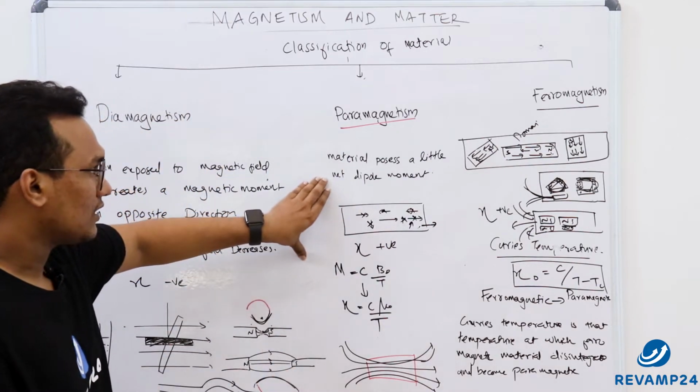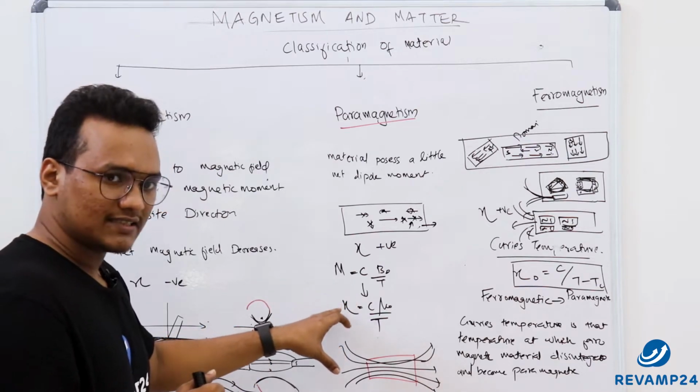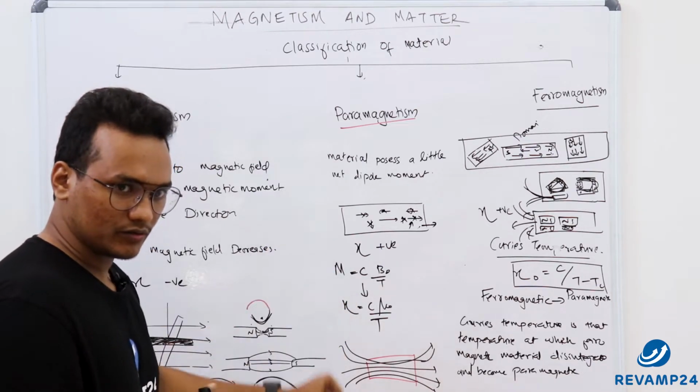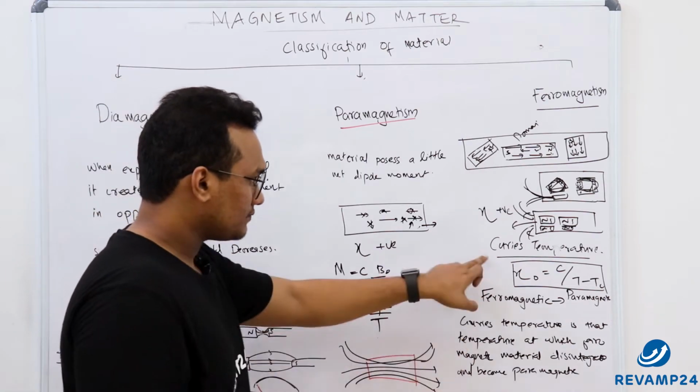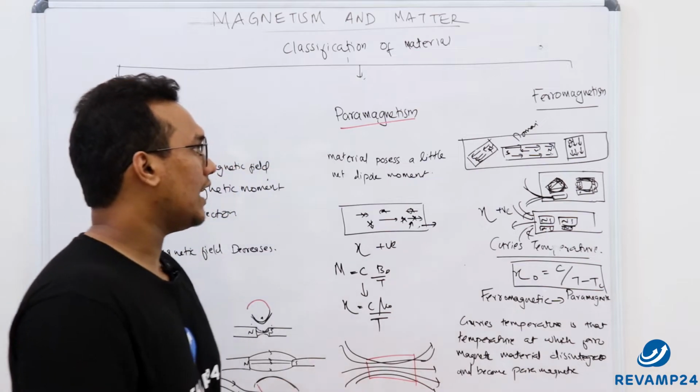Now, see here, Curie has told that when we increase temperature, the magnetic susceptibility and magnetization will reduce. But here, when we are increasing temperature, what will happen?